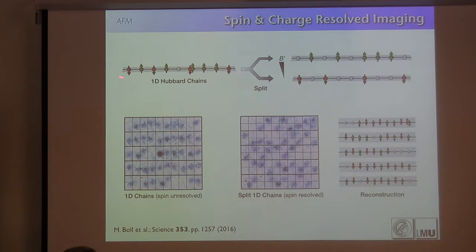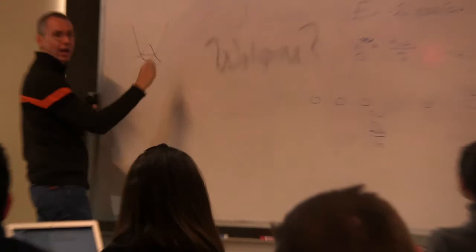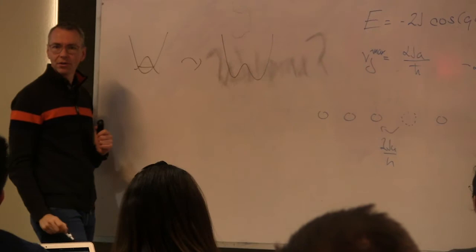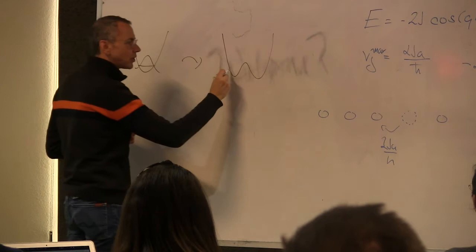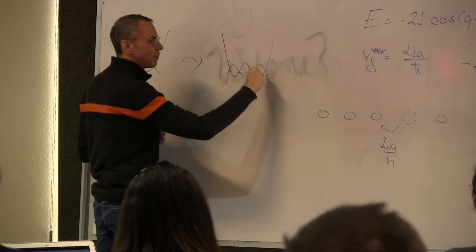So imagine you have a 1D chain with this spin up and down configuration, and you want to get a spin resolution. What we're going to do is take a single well, say a single lattice site, and with another optical lattice of half the period, split that single well. We take a single well with an atom in the ground state of that well, and transform it into a double well. If we do that adiabatically, this Gaussian ground state wave function goes to the ground state of the double well. And we know what the ground state of the double well was: just a symmetric superposition of those states.